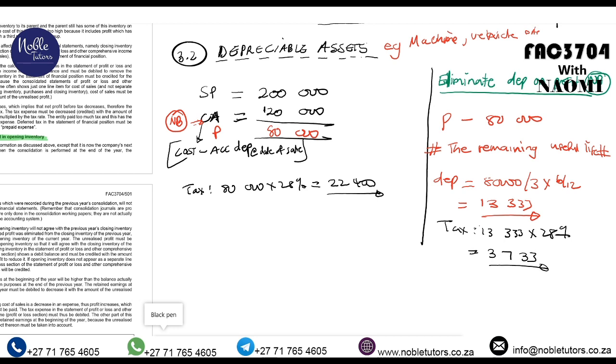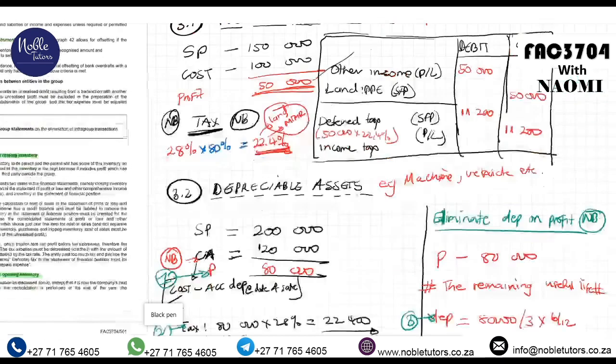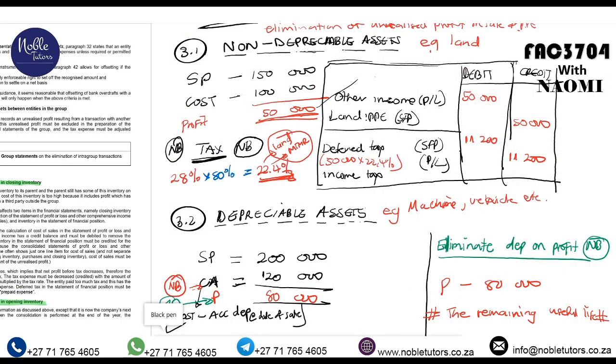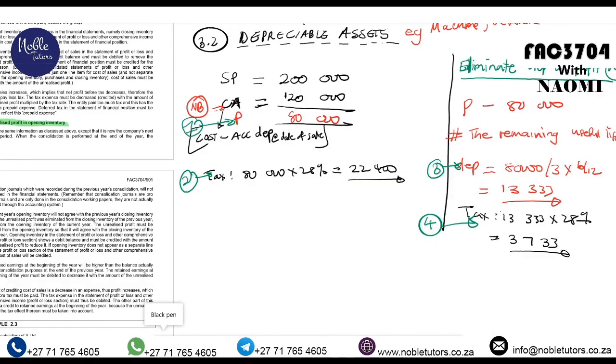Okay, so as you can see, four things happen when I sell a depreciable asset within the group. First thing is to eliminate the profit. Number two, eliminate taxation on profit. Number three, eliminate depreciation on profit. Number four, eliminate taxation on depreciation. But with land, only two things happen: eliminate profit and eliminate tax. But when it comes to a depreciable asset, there's also an additional elimination of the depreciation on profit and the taxation on the depreciation on profit.